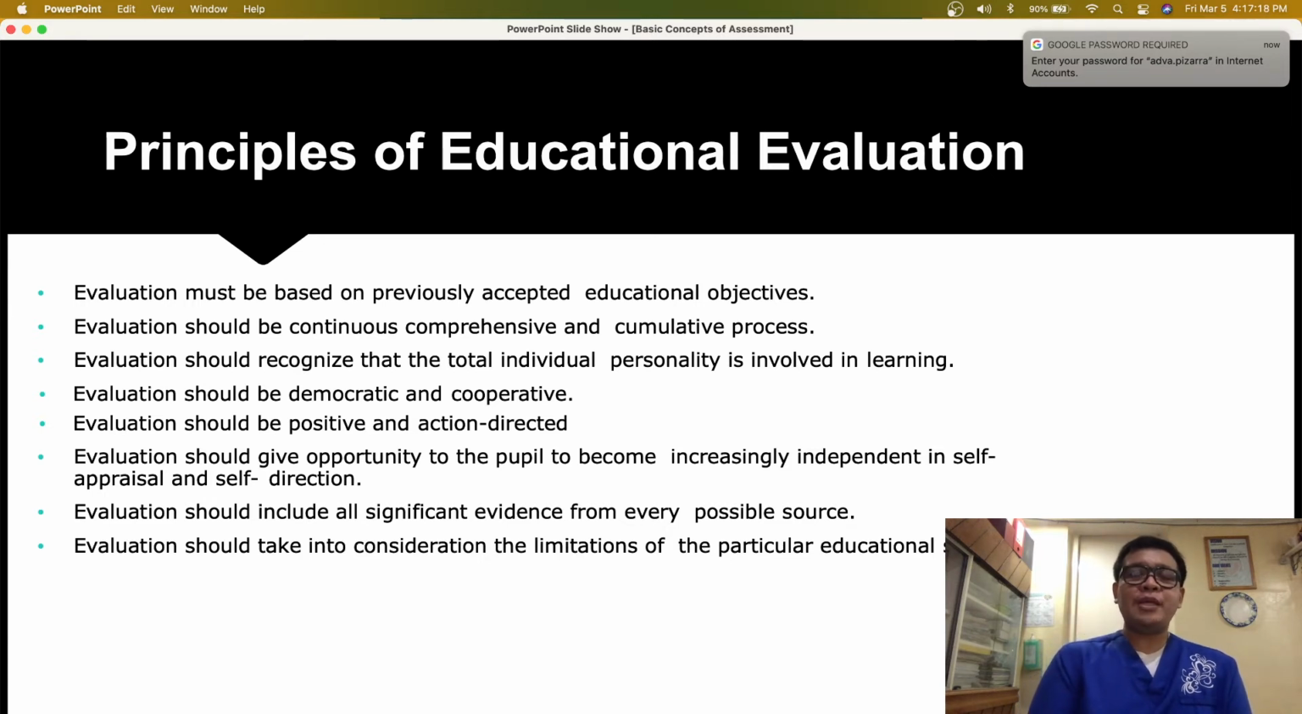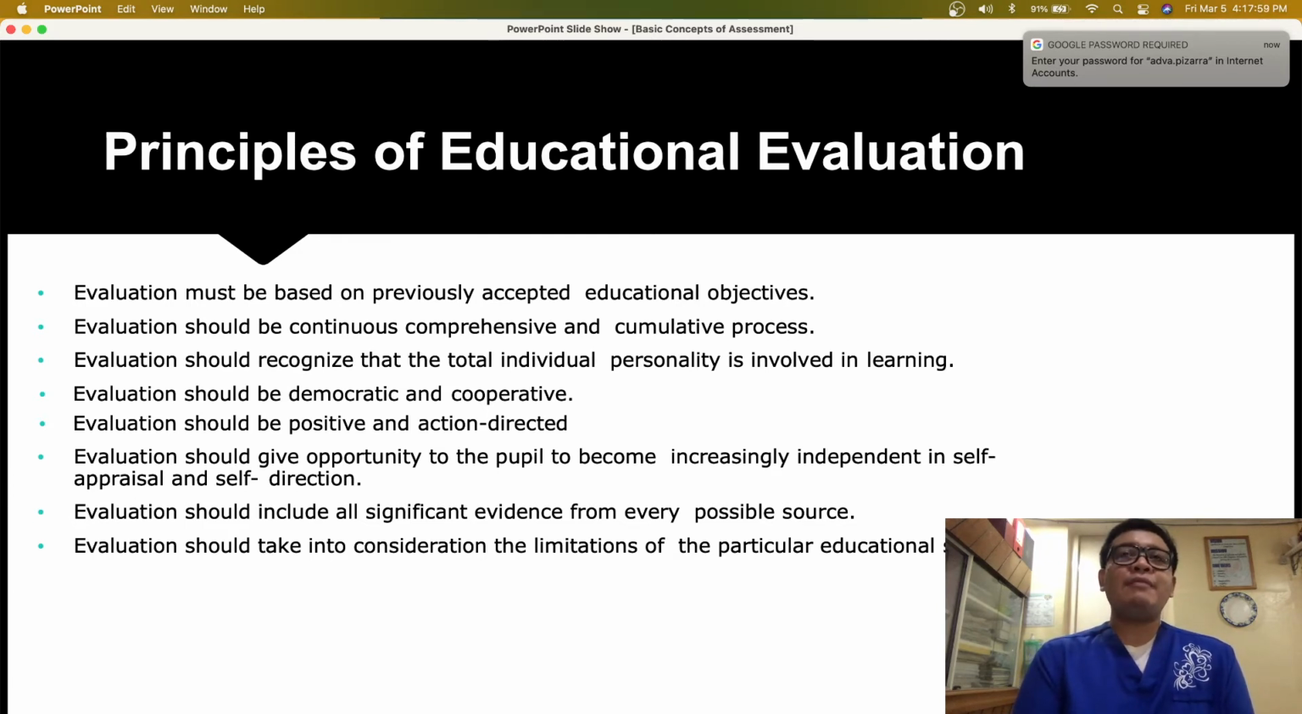So we have to make sure that our students are going to the right path and the right direction based on the objectives as well as our goals in terms of teaching. Evaluation should include all significant evidences from every possible source. So we have to make sure that it should be scholarly, evidence-based applications and even practice, because we have to incorporate research as to how to improve the quality of evaluation. And lastly, evaluation should take into consideration the limitations of particular educational situations.